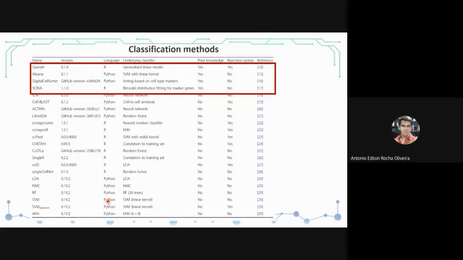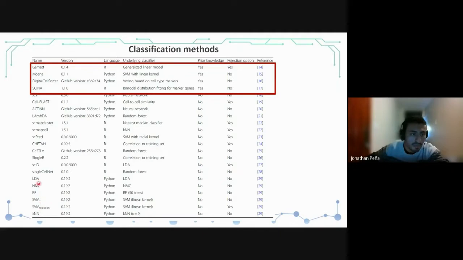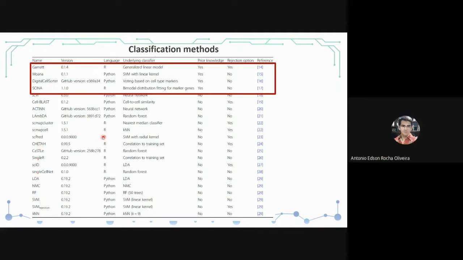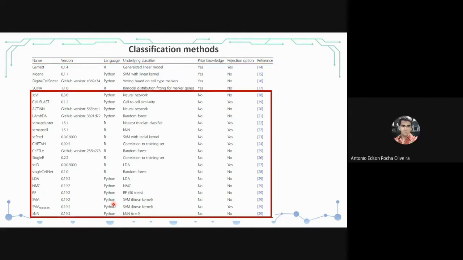Python. Okay. And SCPRED is from R, isn't it? No. SCPRED. Sorry. SVM. SVM, as I can see, is a classification machine learning algorithm in Python. It supports vector machine, and they show that they use a linear kernel for the classification. So it's probably scikit-learn. Okay, thanks.